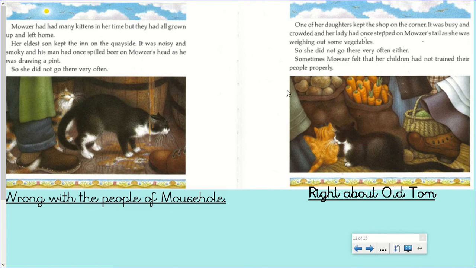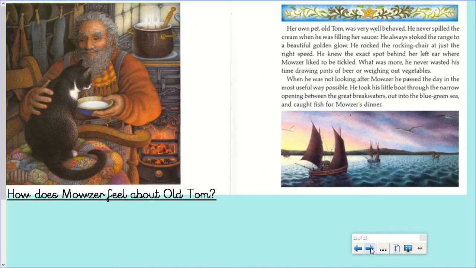Okay, so she hasn't mentioned old Tom yet, so let's have a look at the next page and see what she thinks is right about old Tom.